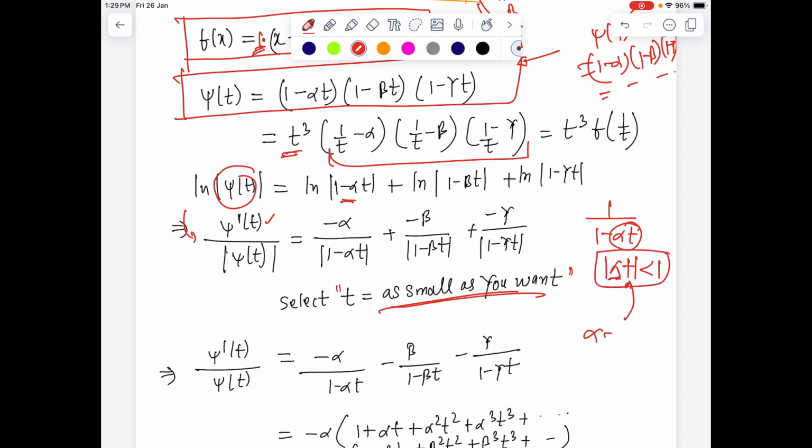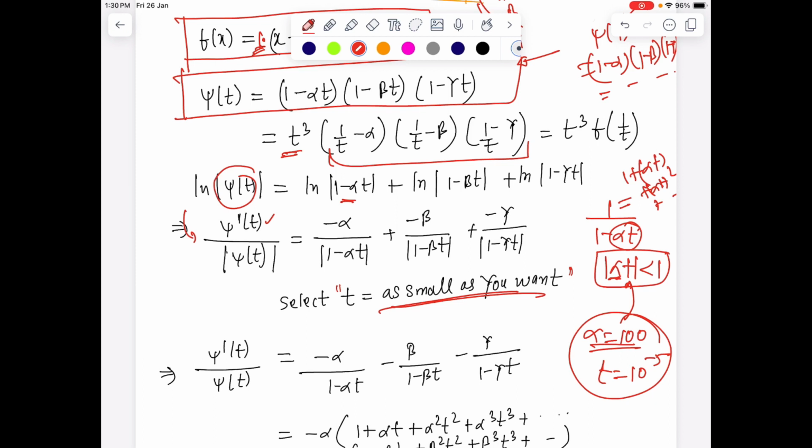You give me any value of alpha. Let's suppose alpha is 100. So I'll select t as 10 to the power minus 5. That will automatically make alpha t less than 1. The advantage that I'm getting is that this series can be written as the sum of a GP. So it's 1 plus alpha t plus alpha t whole square, and so on and so forth.